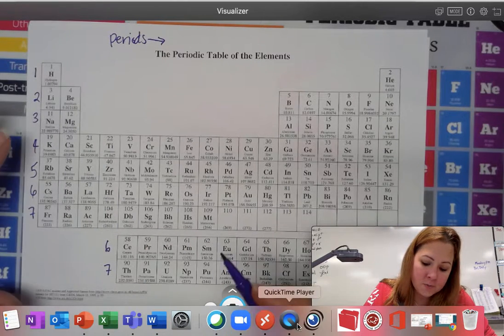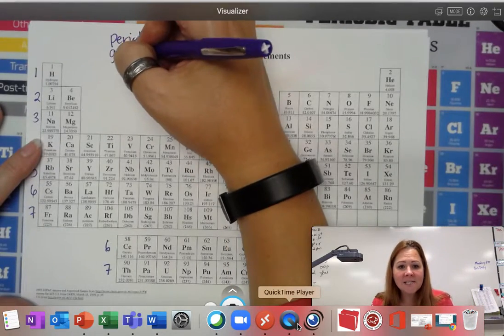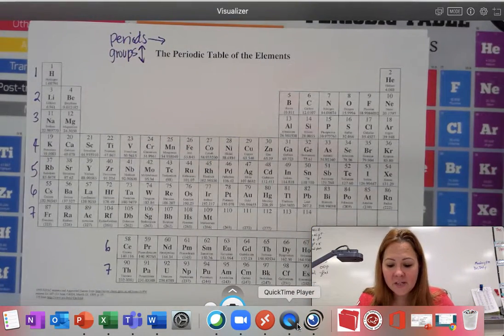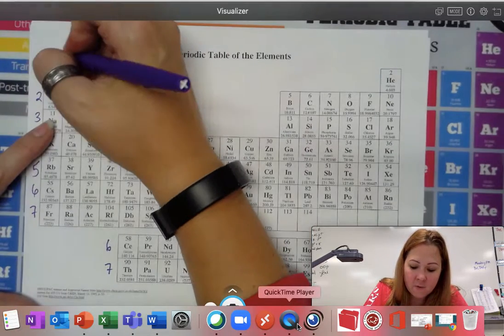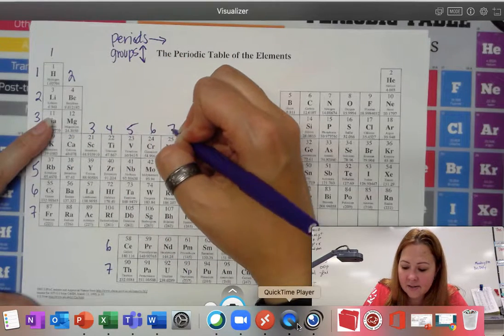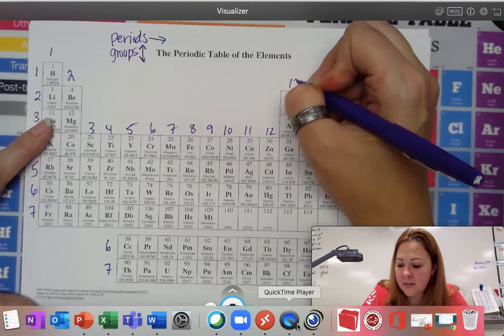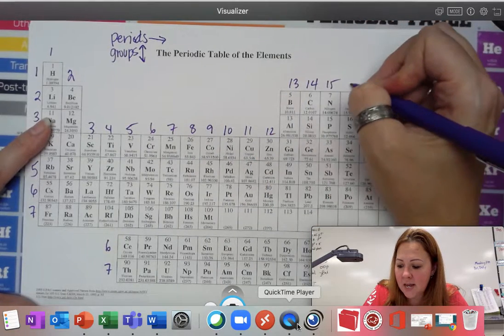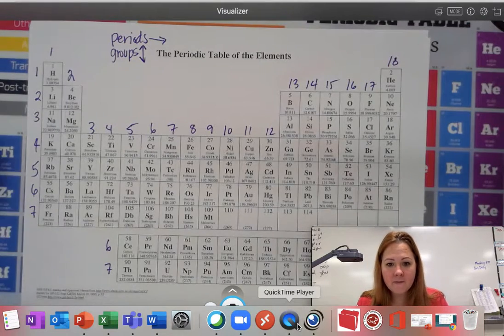For your groups, these go up and down. There's only 18 of them. So for my 18 groups on the periodic table, they get numbered off 1, 2, 3, 4, 5, 6, 7, 8, 9, 10, 11, 12, 13, 14, 15, 16, 17, and 18. So we have all the groups numbered off.